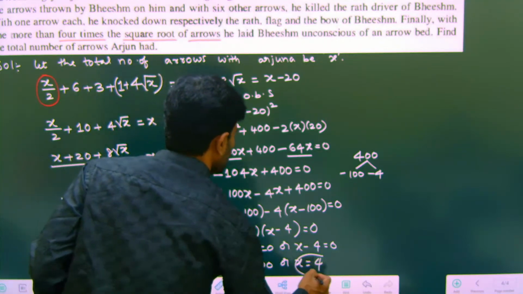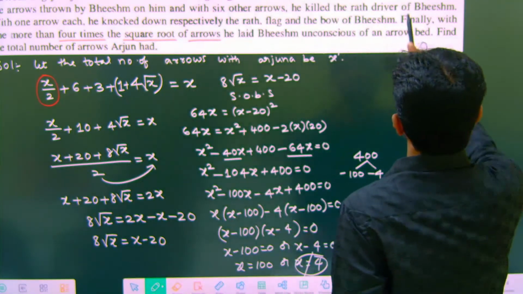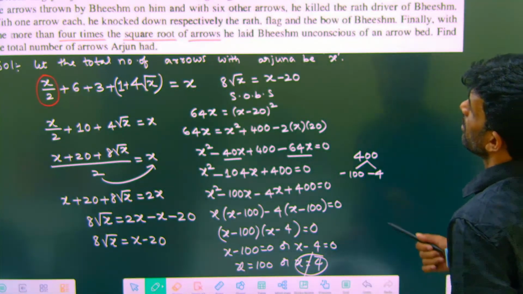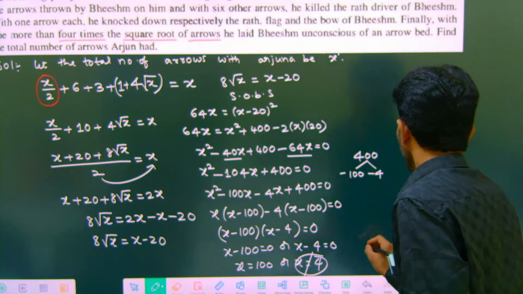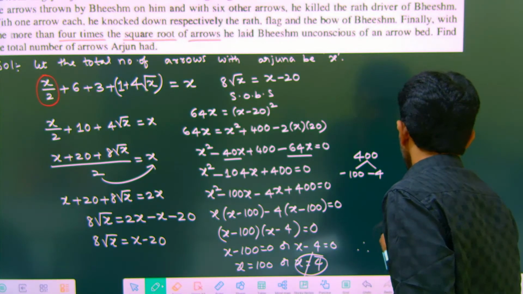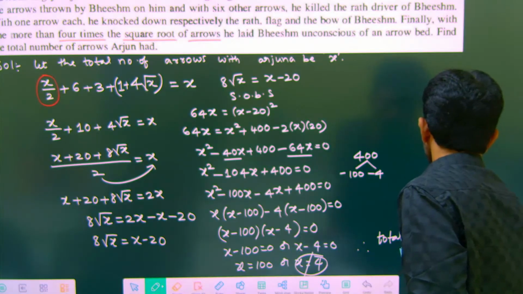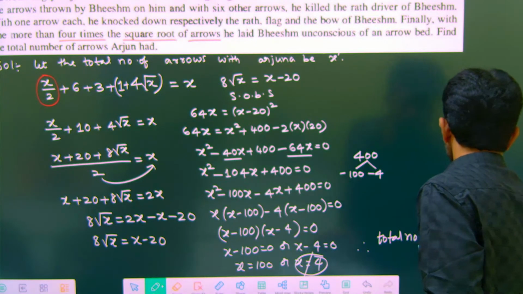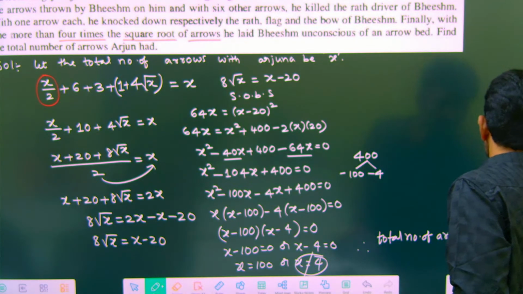We cannot take x is equal to 4 because we used 6 arrows only to fill the run rate. So it should be more than 4. So therefore, the total number of arrows is 100.